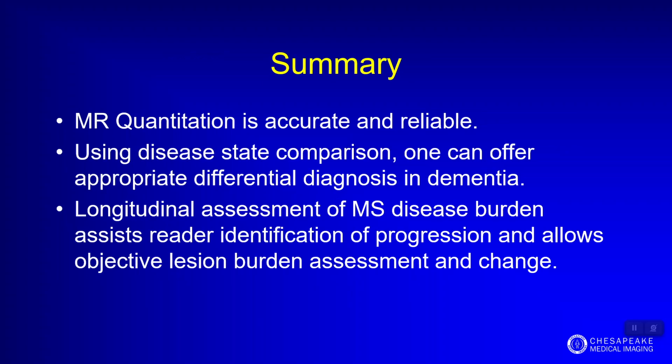I would like to state that MR quantification is accurate and reliable. Using disease state comparisons, one can offer an appropriate differential diagnosis in dementia, though limited to 4 categories, and that the longitudinal assessment of MS disease and its burden assists reader identification of progression and allows objective lesion burden assessment and change.